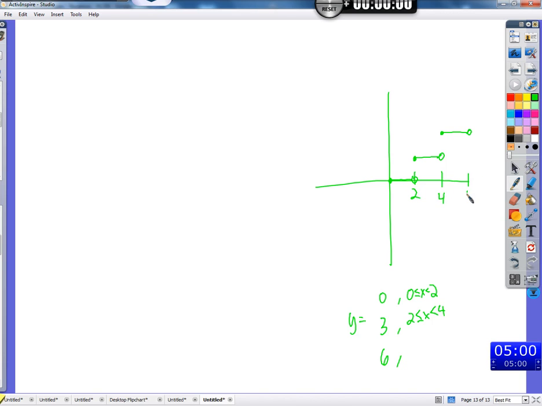So from x equals 4 up to 6, but not including 6, we get an output of 6. We put those all together, that's the function. And those numbers I was making up. I'm making up that this was 3, I'm making up that this was 6. But if that's 3 and that's 6, this is 2, 4, and 6. This would represent that function, piecewise defined.